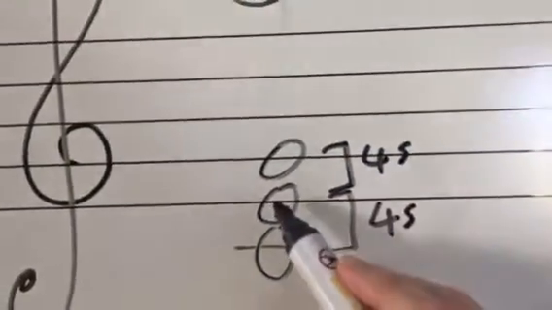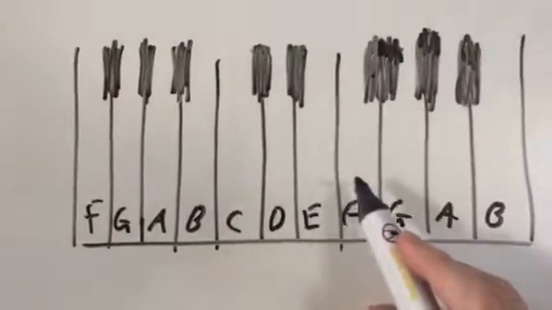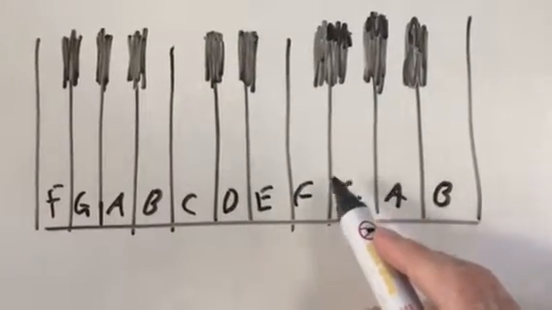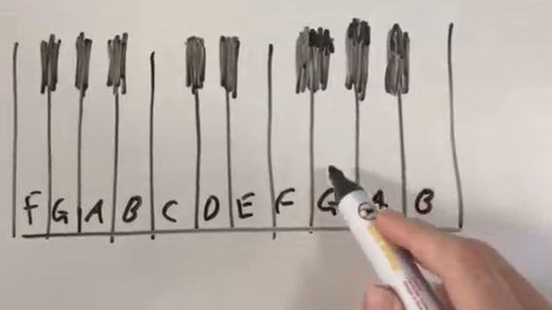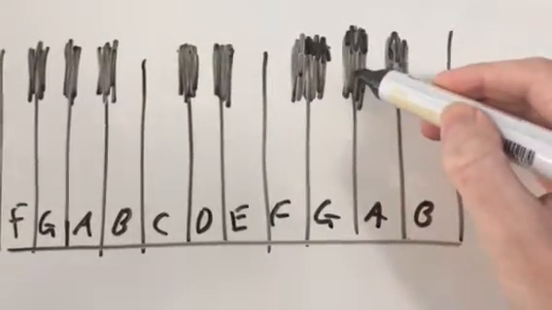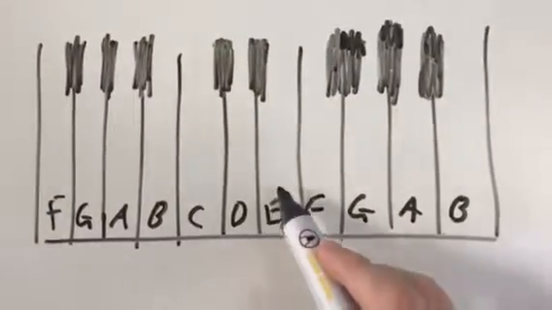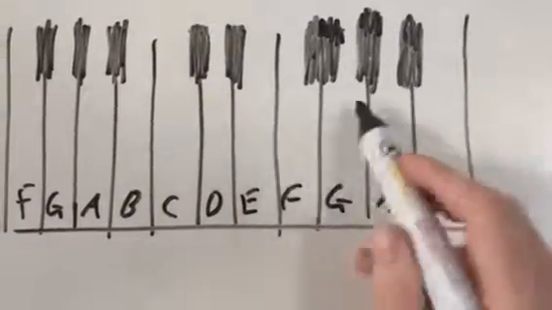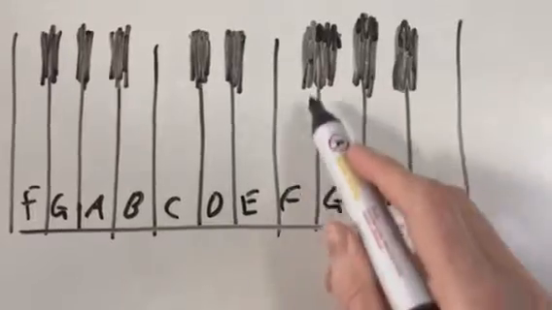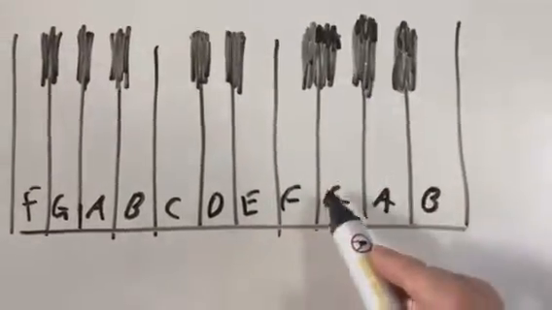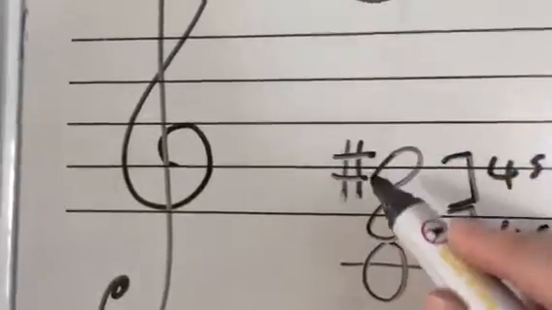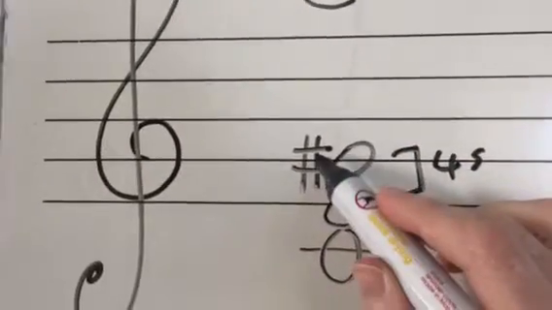So let's check the next one. Is an E to a G 4 semitones? 1, 2, 3. It's not. So we need to make this G a G sharp in order to make the space between E and the G sharp 4 semitones. So 1, 2, 3, 4. It needs to be a G sharp, so we can put that symbol on the left side of the note.